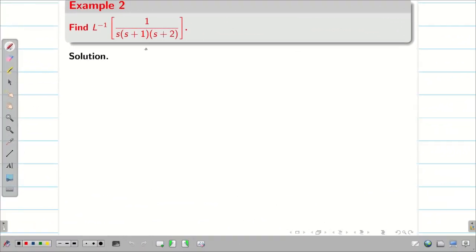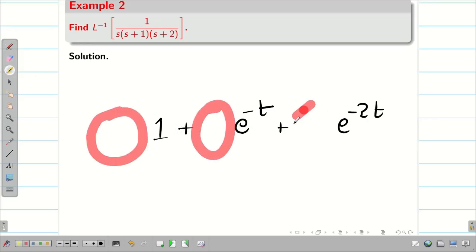Next question. You see here, by seeing the question, I can write the answer immediately. 1 by s, we know L inverse of 1 by s is 1. Therefore, 1; s plus 1 is e power minus t; s plus 2 is e power minus 2t. So, I don't know the constants. Here I have to find a, b and c. So my answer is ready, only I have to find the constants. Let us find the constants happily, students.